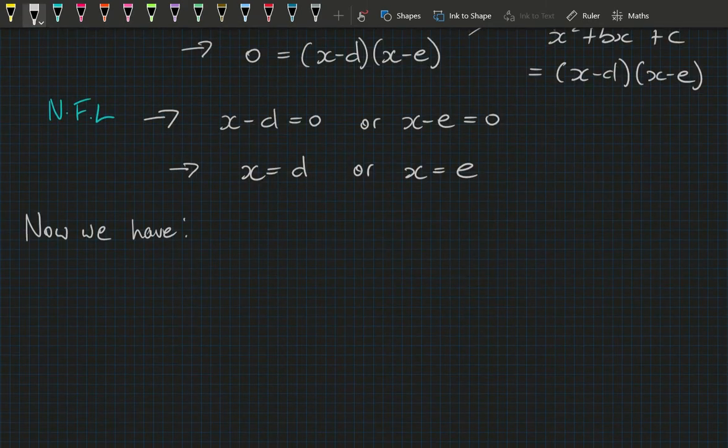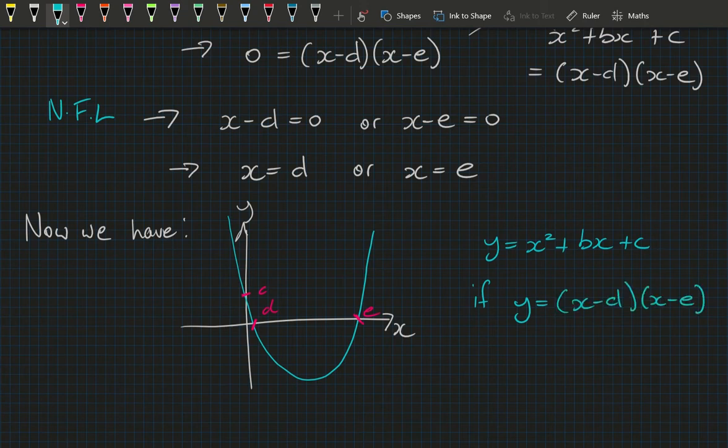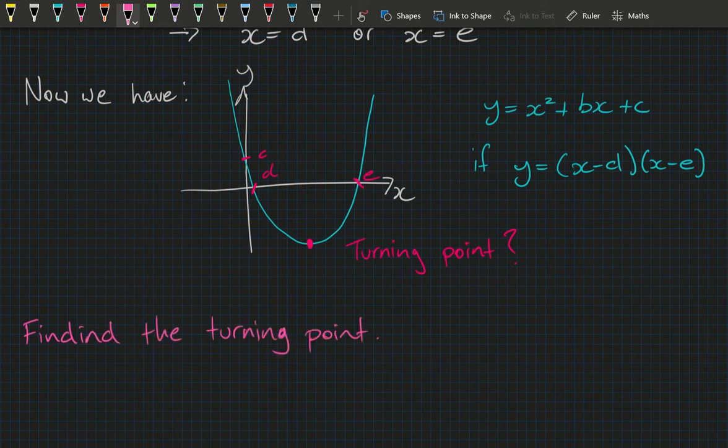So now we have a parabola with points c, d and e, where c is the y-intercept and d and e are the x-intercepts, for the quadratic rule y is equal to x squared plus bx plus c, given that it factors to y is equal to (x minus d) times (x minus e). So it's great that we found the x-intercepts for the first time, but what about the turning point? So next, we're going to have to find that turning point.